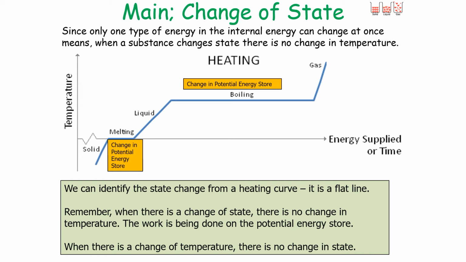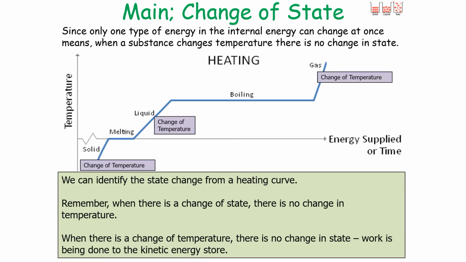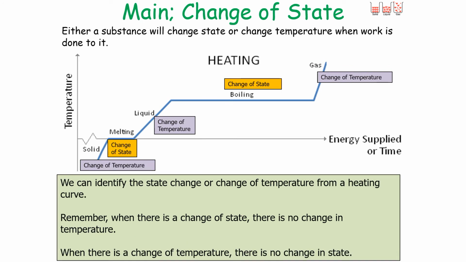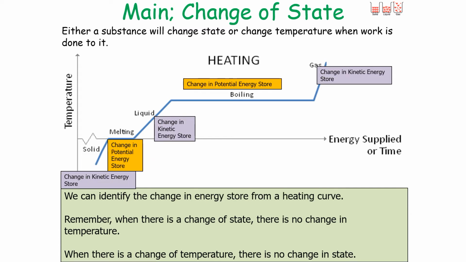So you can observe this on a heating curve because the flat lines show a change of state or a change in potential energy store, whilst the upwards or downwards lines would show a change of temperature or a change in the kinetic energy store. So as you can see from the particular graphic here, you can either change state or you can change temperature.